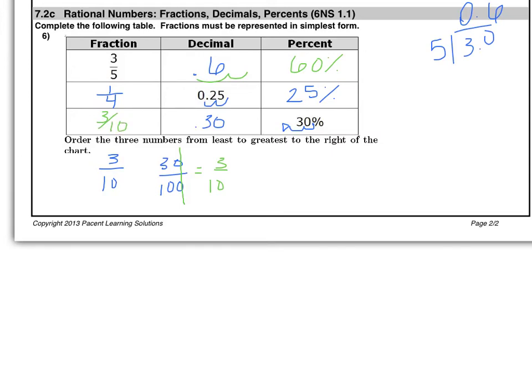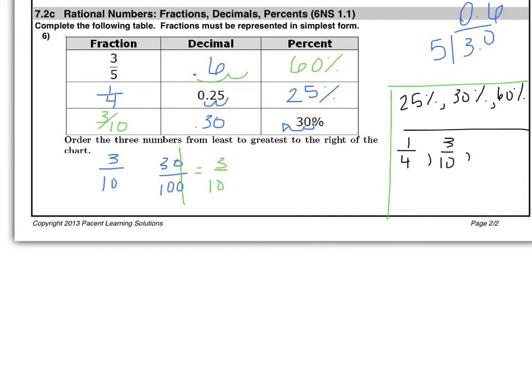Now we have to order them from least to greatest to the right of the chart, in this space here. I'm going to do it the easy way. I'm going to use the percents and say that 25% is the smallest, then 30%, then 60%. But if I had to use the fractions, 25% is 1/4, 30% is 3/10, 60% is 3/5, and I would have answered in that form as well. Could also do it with the decimals, 0.25, 0.3, 0.6. Okay, let's move on and look at the next one.